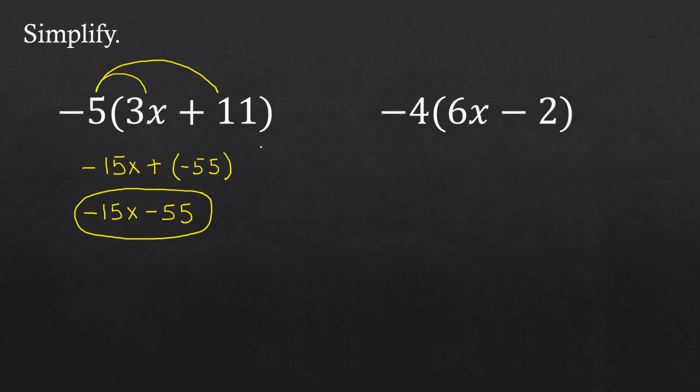When I do this next problem, I'm going to try to skip this step altogether and go right to the most simplified form. So this original problem is -4 times the quantity of 6x minus 2.